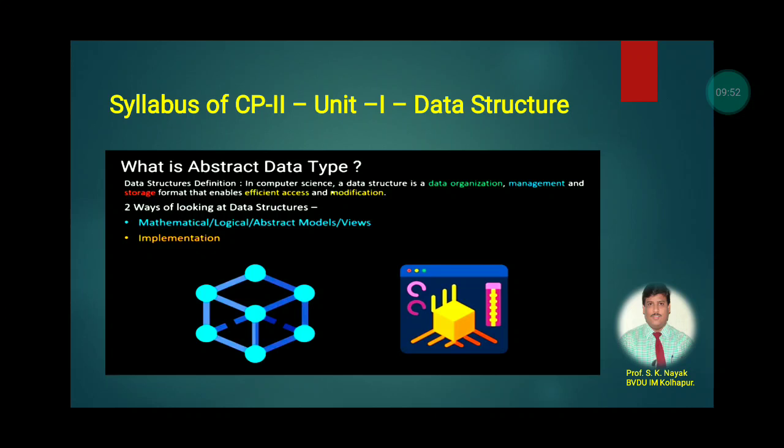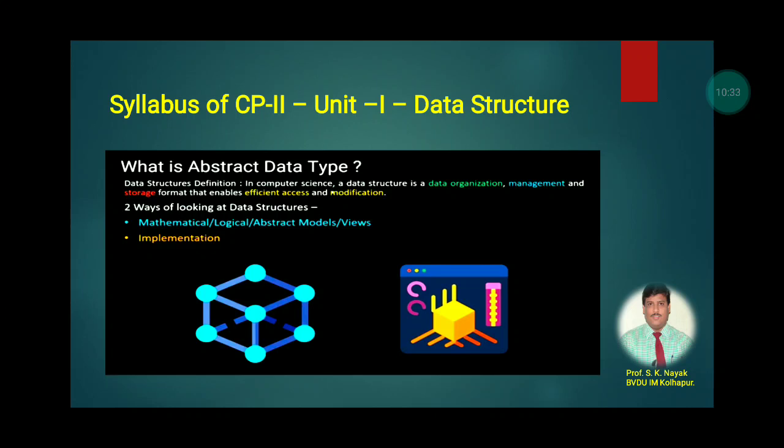So when we are using abstract data type, that means we are using to some extent mathematical notations, to some extent logical expressions, abstract models, and views. Then the second way is the implementation part. As I told, the abstract data type cannot be directly implemented. So first we have to give a logical view, logical model, abstract model, or mathematical notations which cannot be directly executed by the compiler or interpreter.